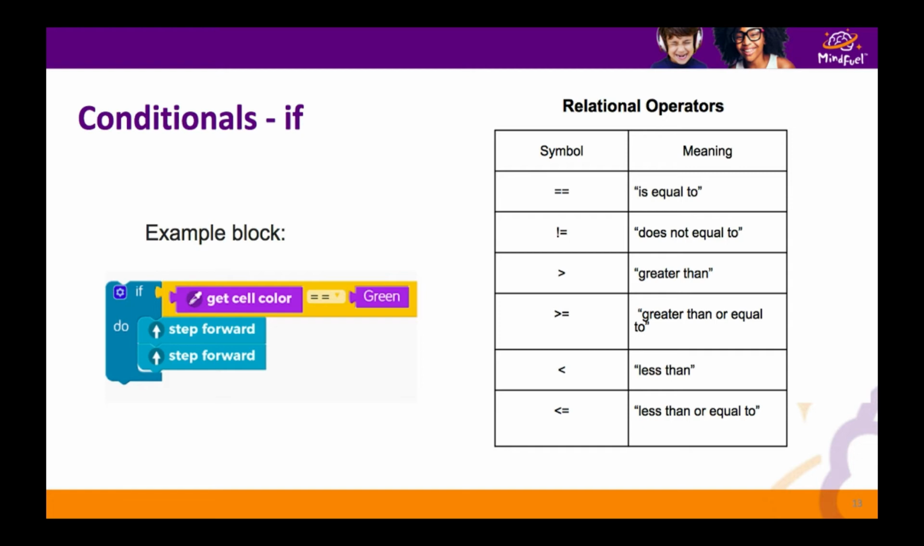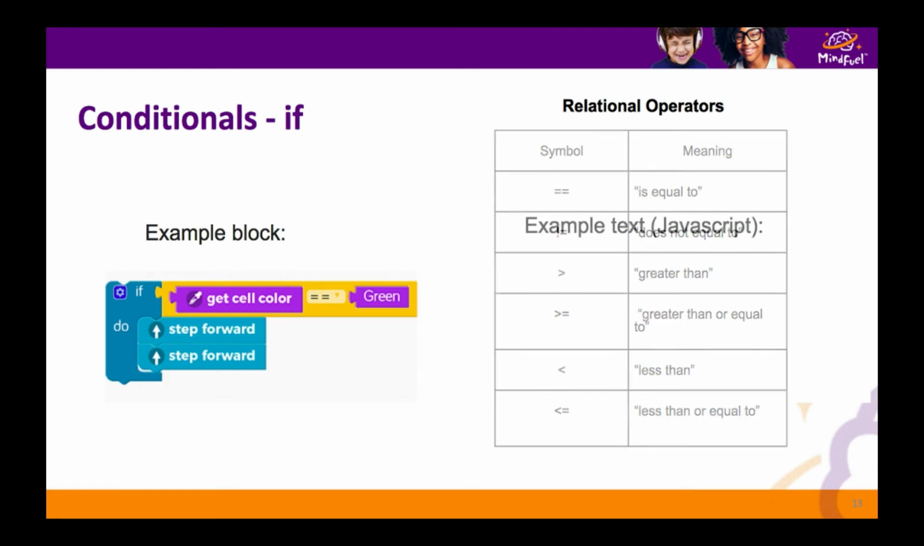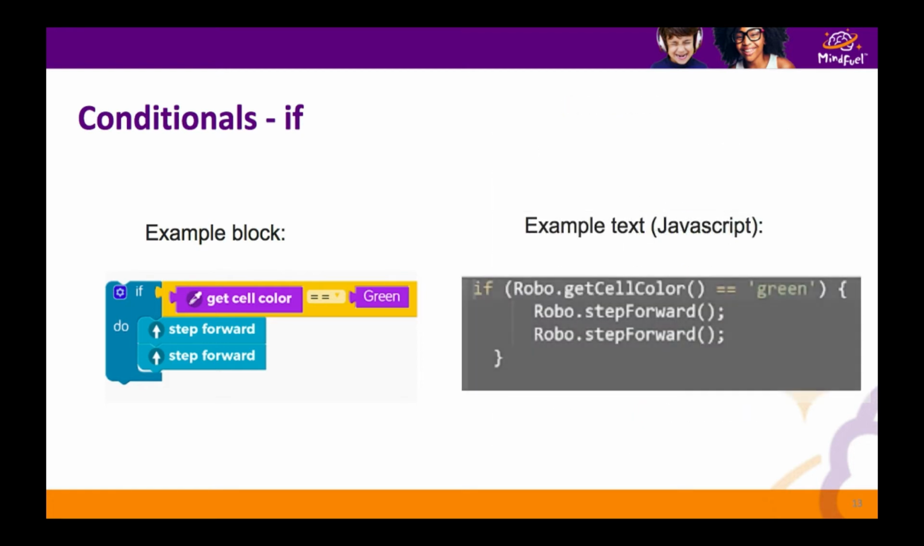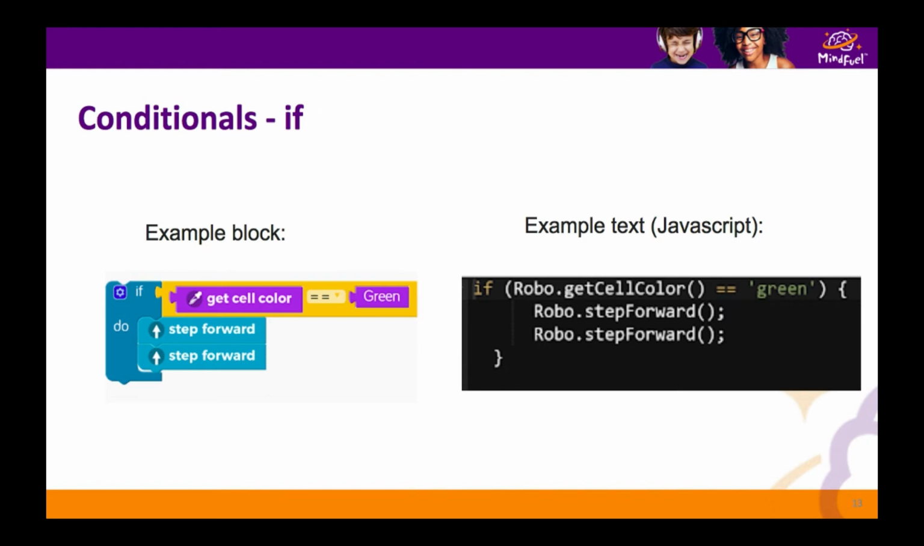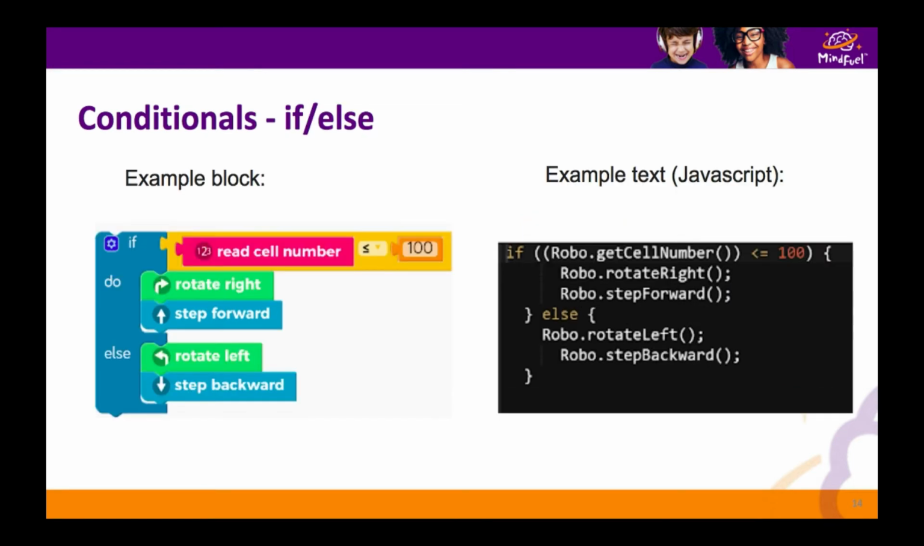If, however, the value on the right is not equal to the value on the left, the condition will evaluate as false. For the example shown, the block of code under the do section will only execute if the condition is true. This example shows that if the cell color in the game is equal to green, then step forward twice. Here we've shown an if-else statement.